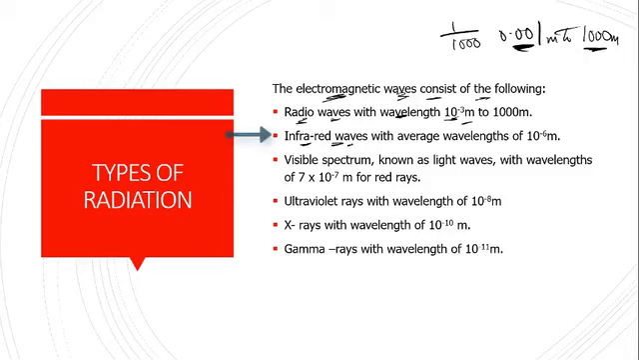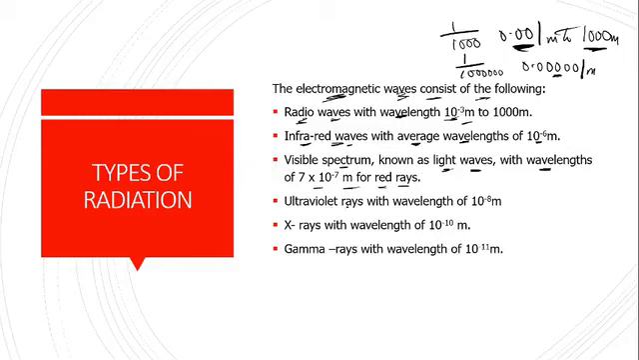And then for infrared waves, they have average wavelengths of 10 raised to power minus 6 meters. 10 raised to power minus 6 means 1 over 1 million, or 0.000001 meters. That's what they have as their wavelength. And then we have the visible spectrum, known as light waves. Light waves are known to have wavelengths of about 7 times 10 raised to power minus 7 meters for red rays. Red rays are known to have the longest wavelengths in the visible spectrum.